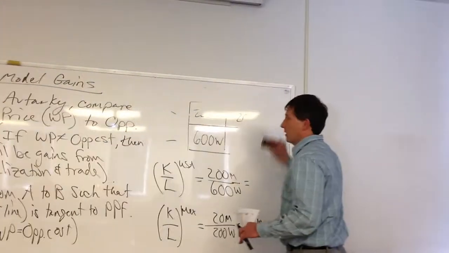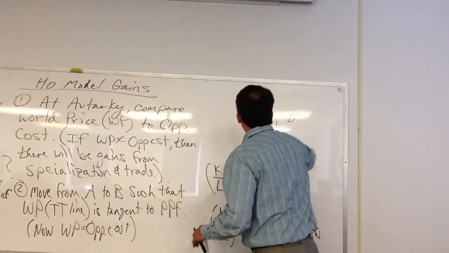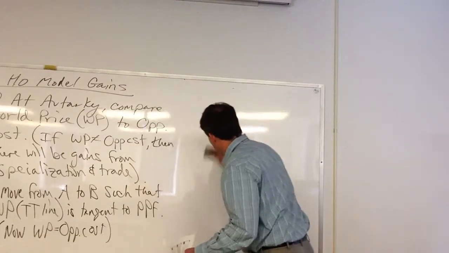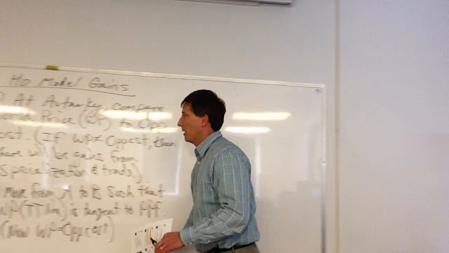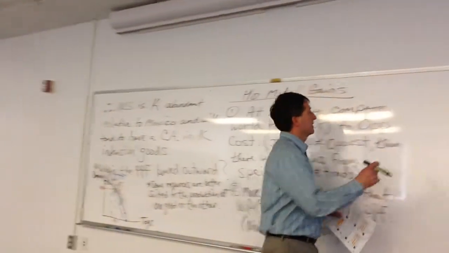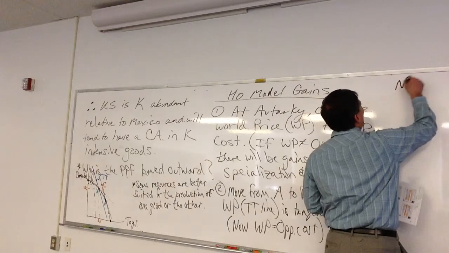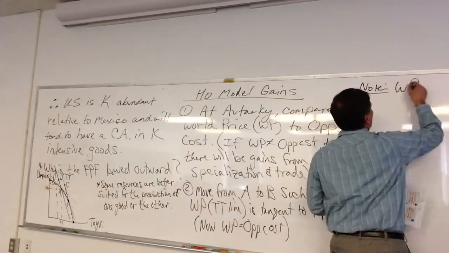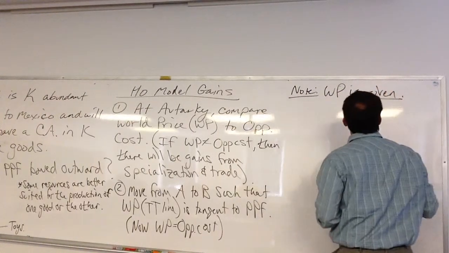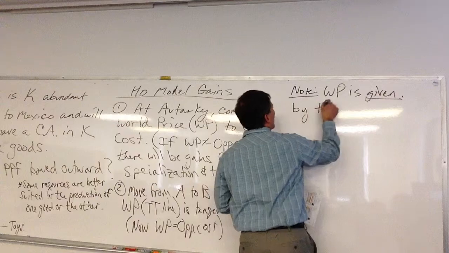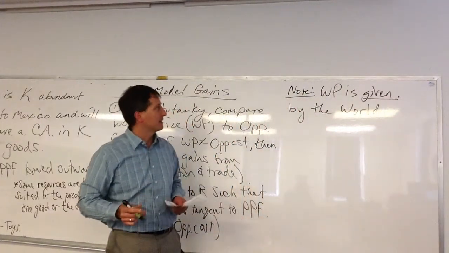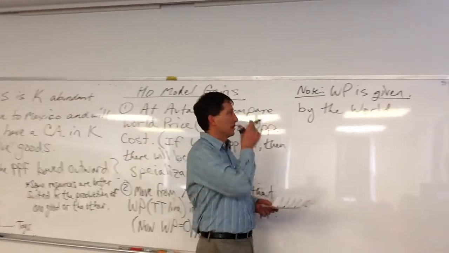The opportunity cost is the same thing as the world price, or not? The opportunity cost is always the slope of the production possibilities frontier. So they're two separate things. The world price, maybe I'll highlight that. That's a slippery point. So note, world price is given by the world, of which you're a part, but you're not making it. So world price is given.